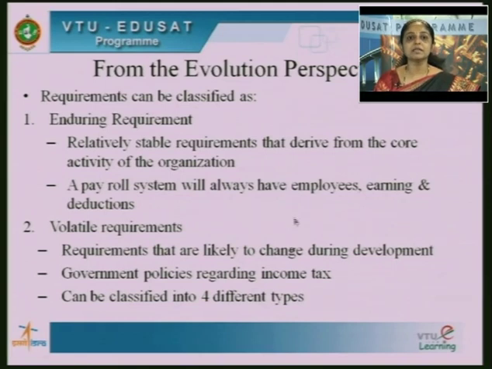The requirement that the deduction should follow for the income tax component could change. Okay, so that is called a volatile requirement. So enduring requirements are relatively stable compared to the volatile requirements.